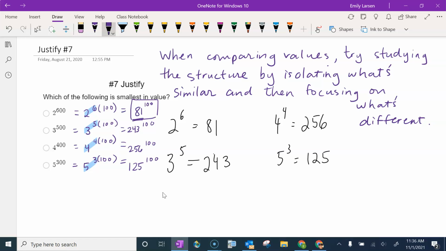Okay, so that's just one of many ways to compare. There are other ways too, such as comparing just two numbers at a time. But this is probably the easiest because it's comparing all four numbers at the same time by isolating what's similar and then focusing on what's different.